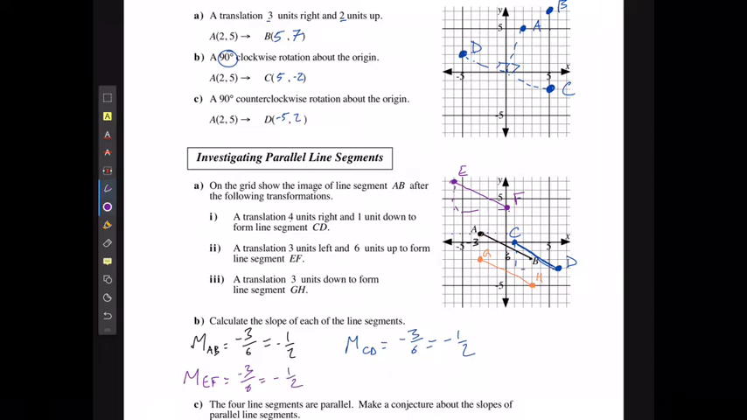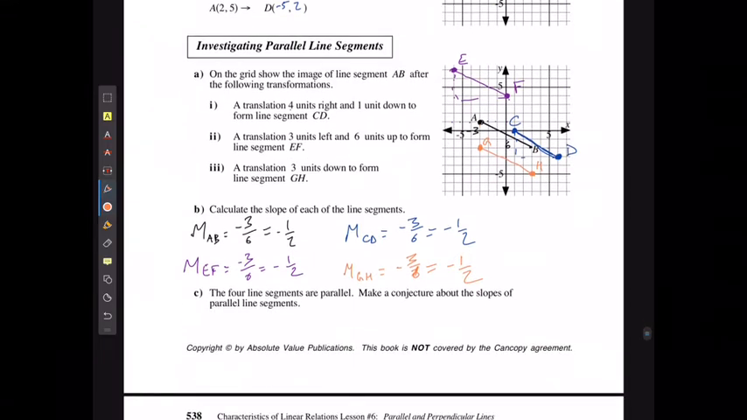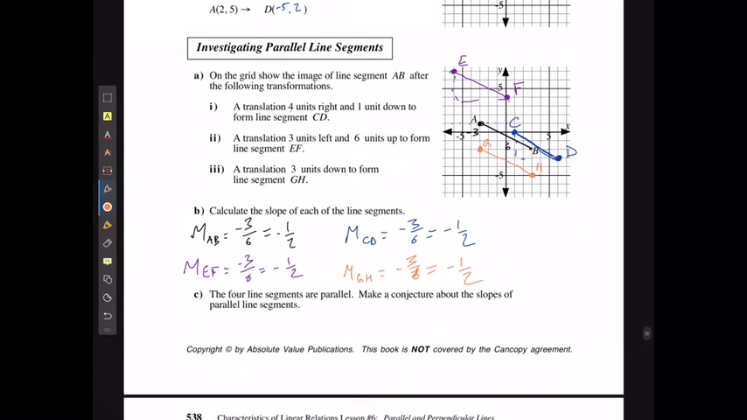And I'm sure you already see the pattern for the slope of GH. It is going to be negative 3 over 6 or negative 1 over 2. If the 4 line segments are parallel, it wants us to make a conjecture, or an educated guess, about the slopes of parallel lines: they have the same slope.